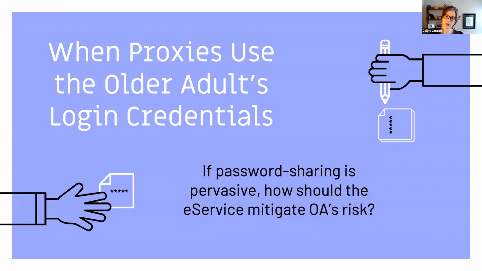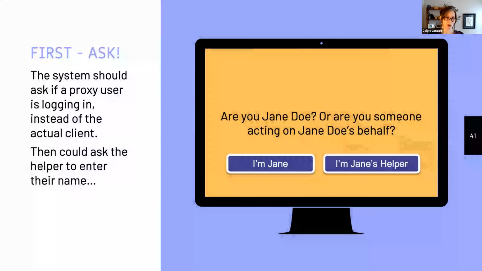But one of the things that I think is really interesting to consider is we know that people are going to share passwords. We've seen it in the studies that we've run. And we know that in some ways that's just simpler. It's just easier. Oh, here's my password. Log in and do this thing for me, right? So one thing to think about is if password sharing is pervasive, should the eService acknowledge that, and design safety checks into the system to try to mitigate the risk to the older adult when they do share their password? So what could this look like?